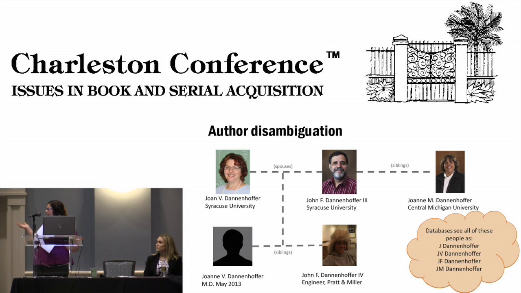This is an example at Syracuse of a family. There's 2 faculty members who are at Syracuse. They sometimes publish together, they sometimes publish separately, and this is their extended family with an aunt as well as children who all have active publishing records. So all of these people are seen as pretty much these names in databases, and their publications get mixed up between them.